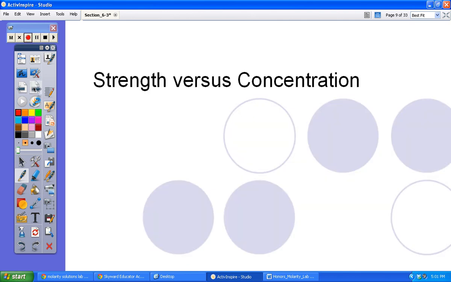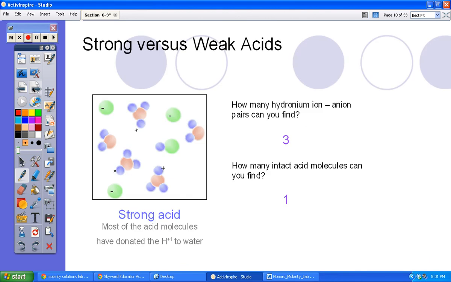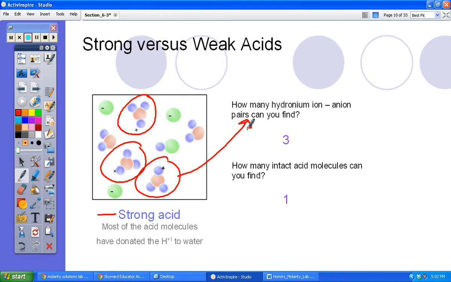Now, we're going to talk briefly about strength versus concentration. We talked about this earlier in the year too. Just a refresher, strong acids react a lot. So for example, in this case, the number of hydronium ions, there's one here, 2, 3. So that's addressing this question. The number of acid molecules, there's only one here. So that's a strong acid. That means most of the acid has interacted.